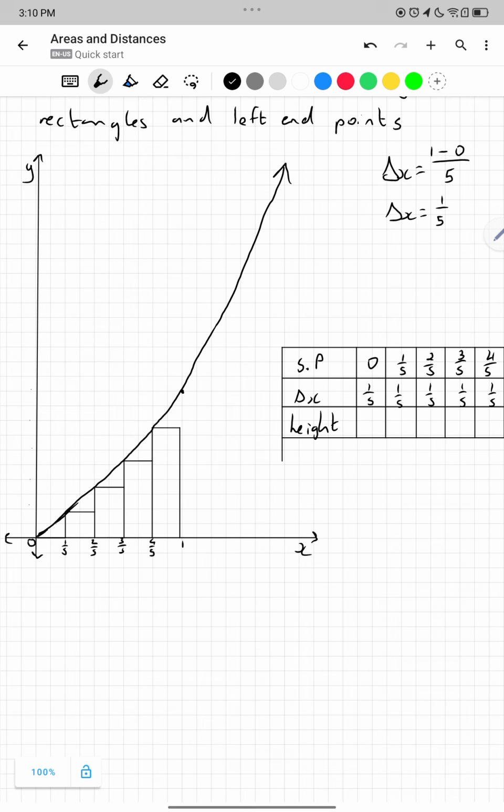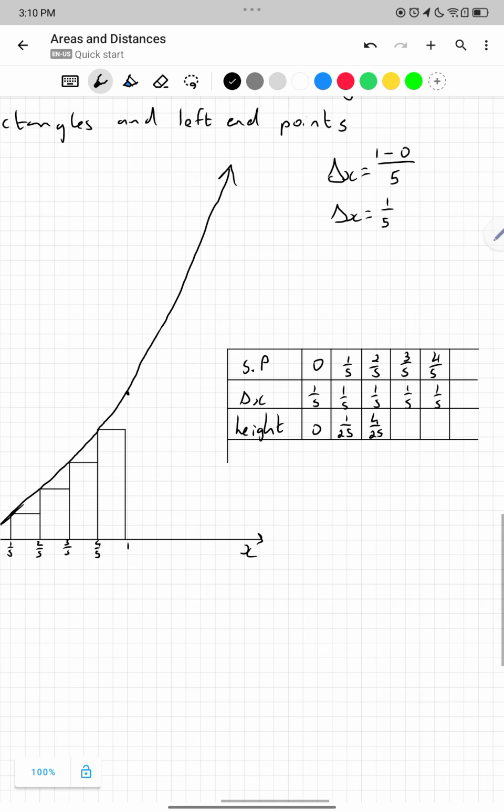which our first height is 0, because 0 squared is still 0. Our second height is 1/25. Our third height is 4/25. Our fourth height is 9/25. 16/25.